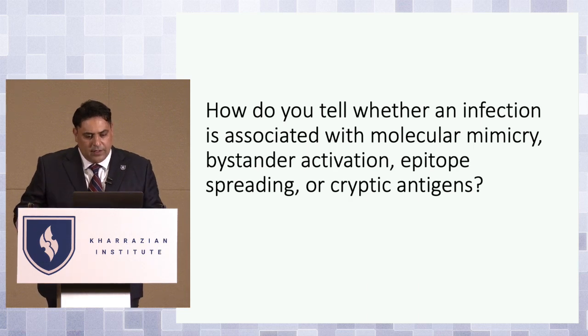How do you tell whether an infection is associated with molecular mimicry, bystander activation, epitope spreading, or cryptic antigens? This is actually a really good question. It's a little premature because I'm going to explain all these things to you in part 2. For the most part, molecular mimicry can only happen when the amino acid sequence is identical. The most common pathogens that cause molecular mimicry with the thyroid are H. pylori infections, which are the most common infection in the world. Those antibodies can actually bind to the thyroid and promote cross-reactive responses.